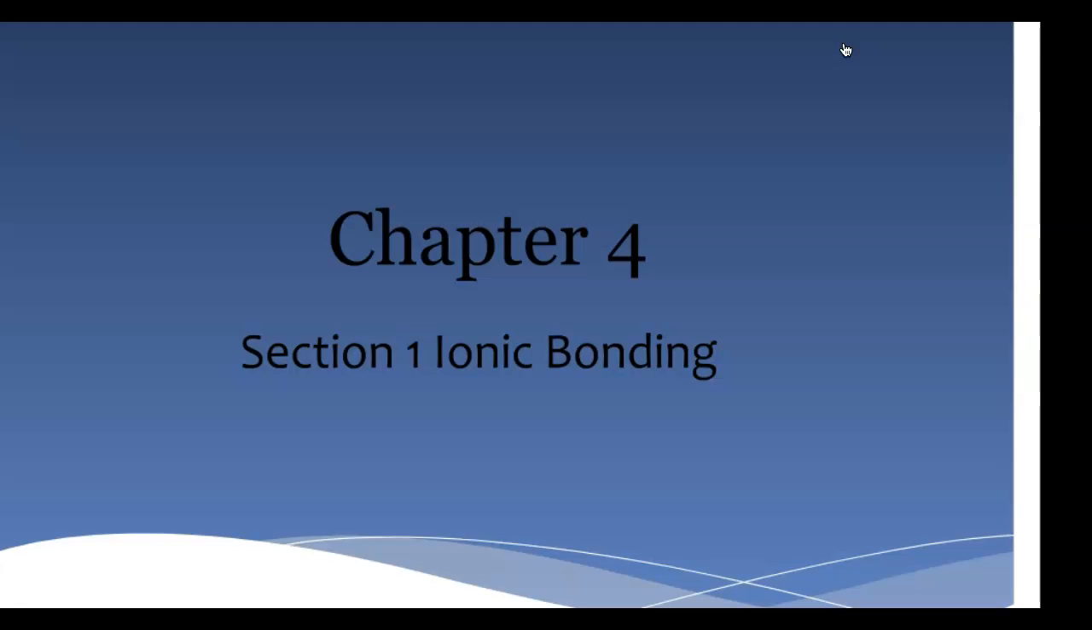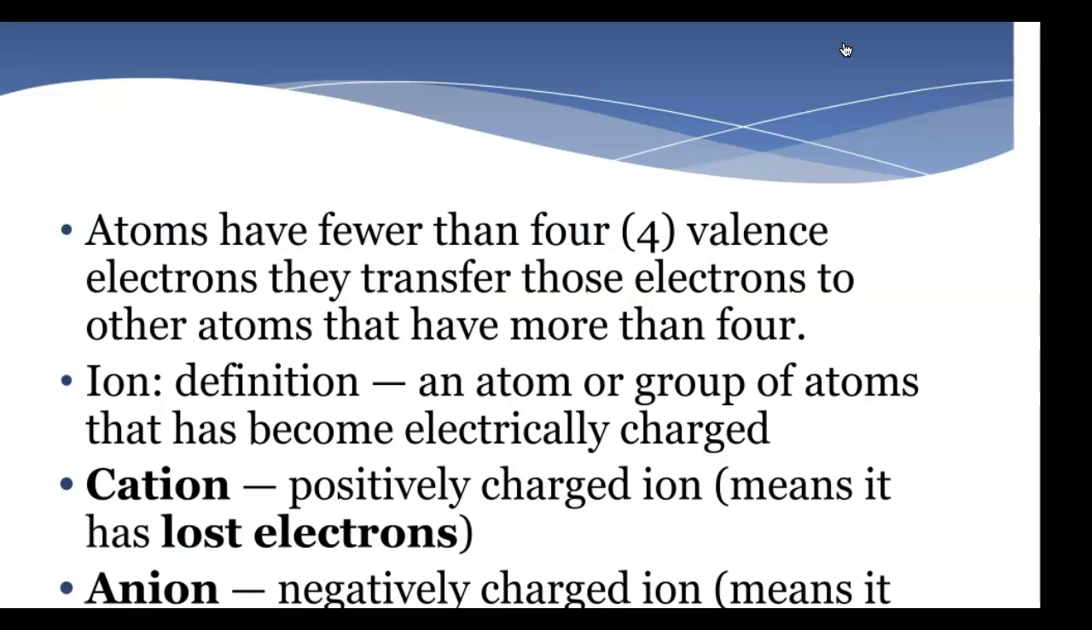Okay, today we're going to start looking at chapter 4, which is all about the ways we do bonding. Section 1 is called ionic bonding. And the cool thing about ionic bonding is it always involves a metal ion and a non-metal ion. We call the metal ion the cation because it's going to give up its electrons, and we call the negative ion the anion because it's going to get extra electrons.